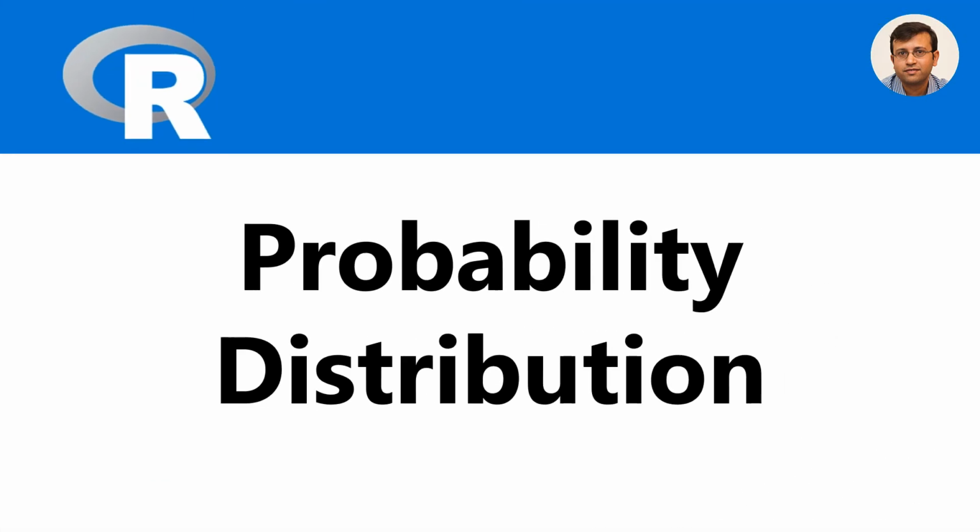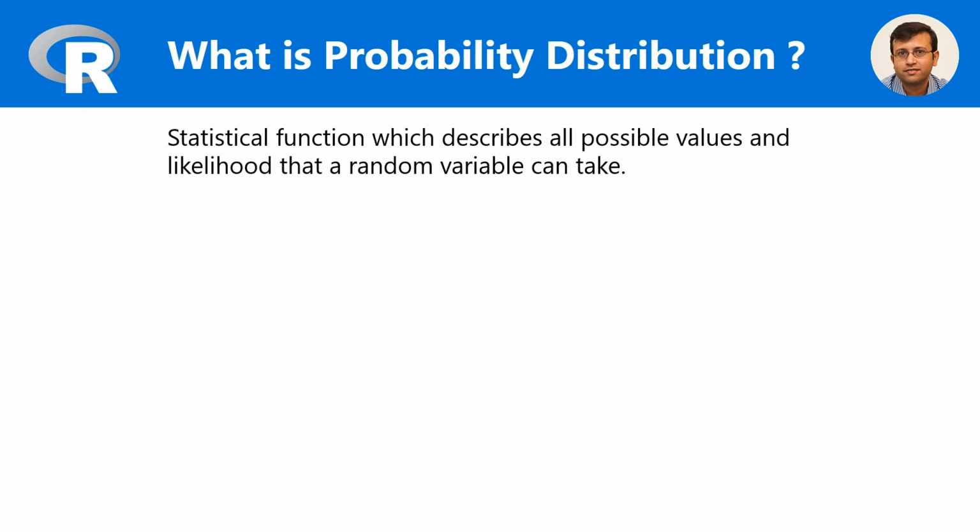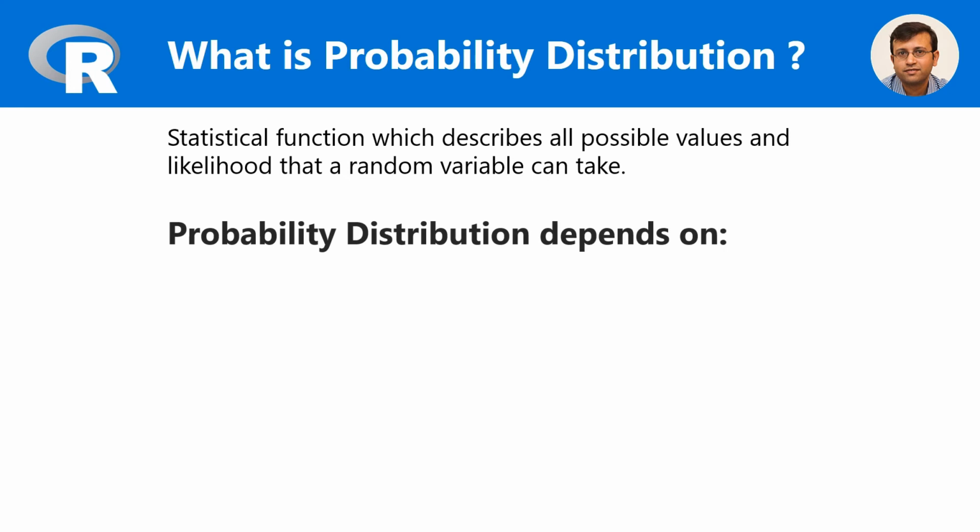In this video, we will talk about probability distribution. A probability distribution is a statistical function that describes all the possible values and likelihood that a random variable can take within a given range. This range is within the minimum and maximum possible values, but precisely these possible values depend on a number of factors, which include the distribution's mean, that is the average, standard deviation, and the skewness.